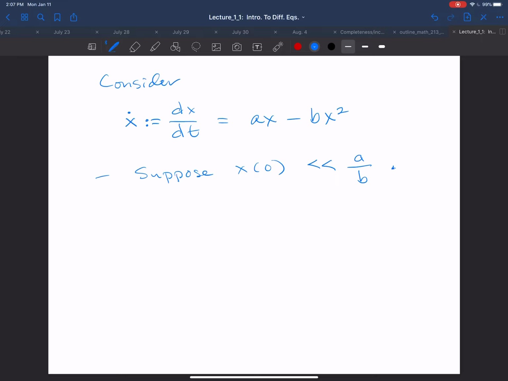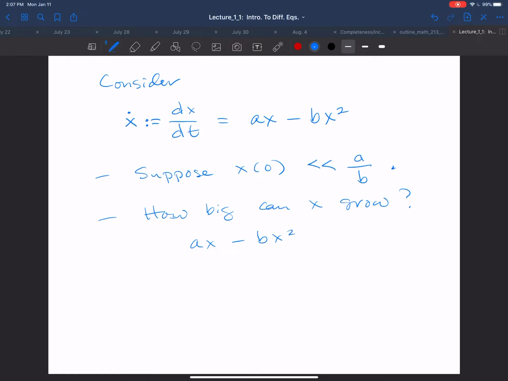How big might we expect x to get? Presumably, as x gets larger and larger, this second term is going to get more and more important, and that's going to decrease the rate of growth of the population. So how big can x grow? Well, presumably there will come a point at which the right-hand side of the equation becomes 0 and the population stops growing.